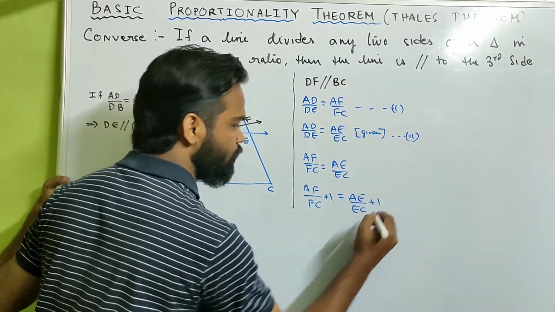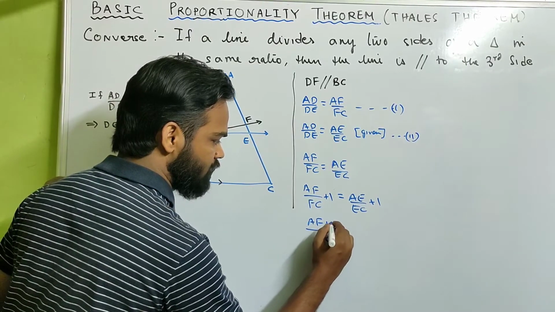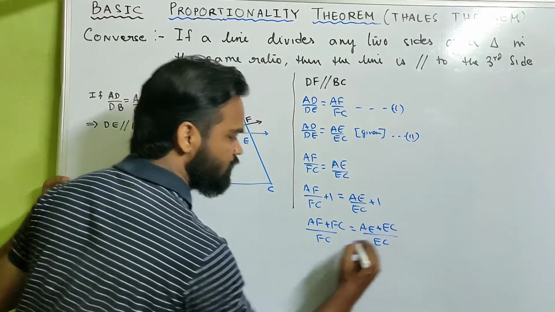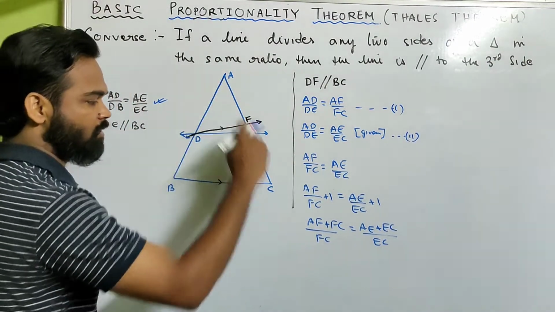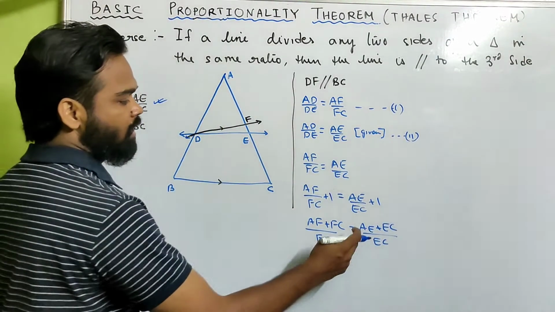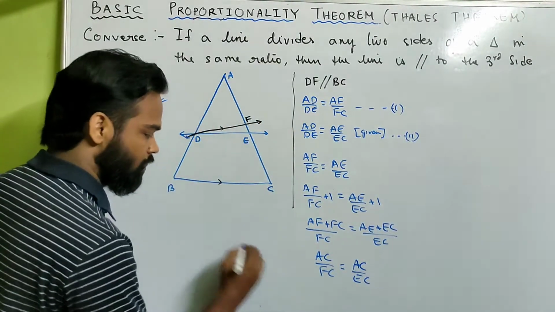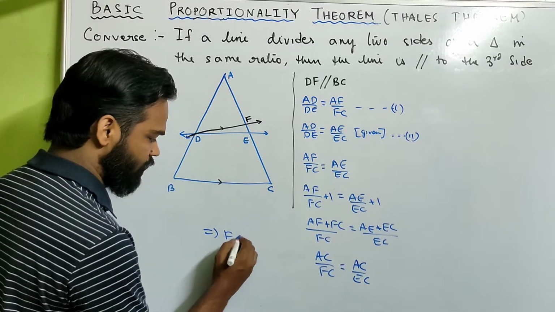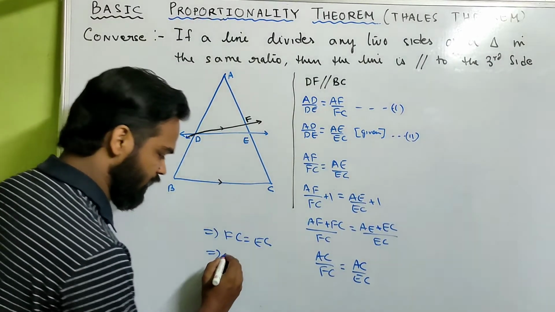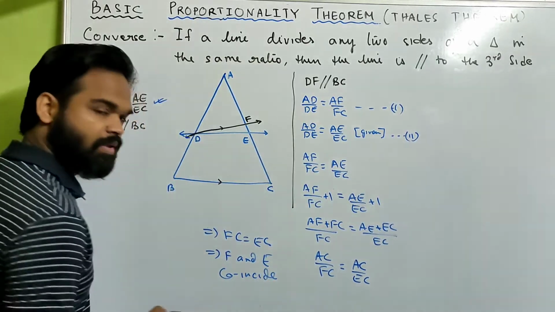So just look. If I add 1 and then take LCM, this becomes AF plus FC is equal to AE plus EC by EC, isn't it? Now AF plus FC is nothing but AC. So AC by FC is equal to AE plus EC, which is again AC, by EC, which clearly means FC equals EC, which says that F and E coincide, isn't it?